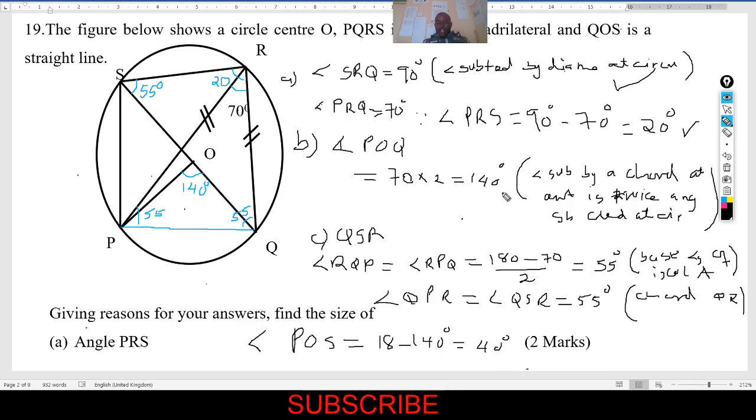Angle on a straight line, you must give that explanation. Then you say angle reflex POS is 360 minus 40, that gives you 320 degrees. So that is what you are supposed to do in such a question. Now we go to the next question.